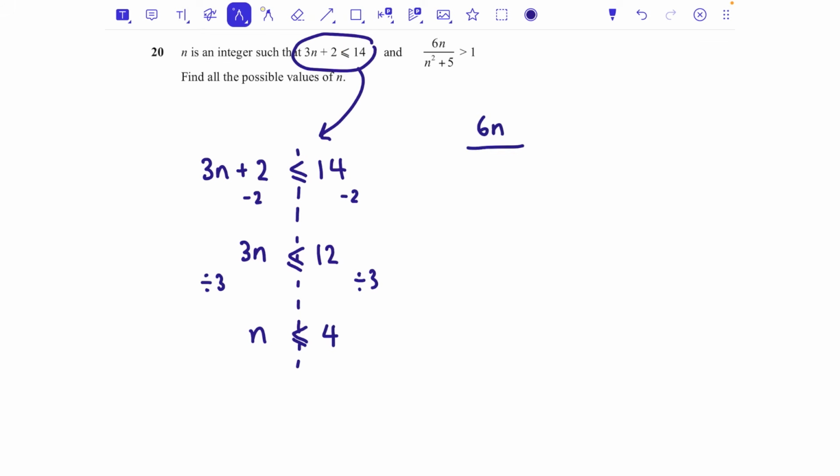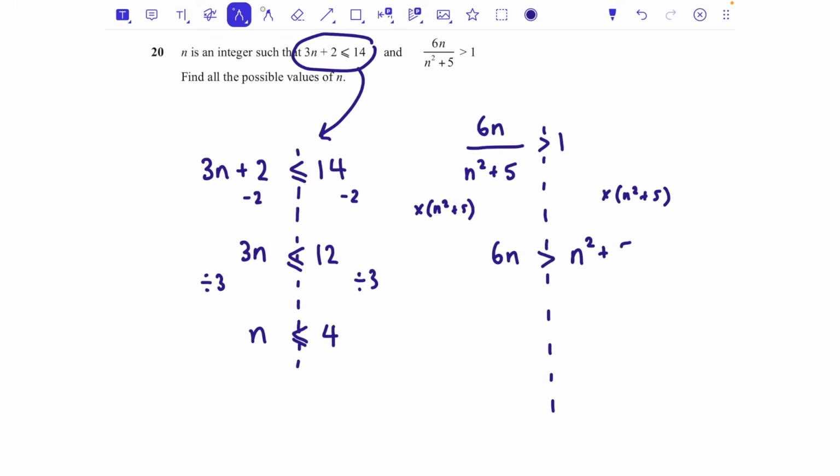6n divided by n squared add 5 has to be greater than 1. And again, what we do to one side, we're going to do to the other. I'd like to get rid of this fraction, so I'm going to multiply both sides by n squared add 5. That gets me 6n is greater than n squared add 5.